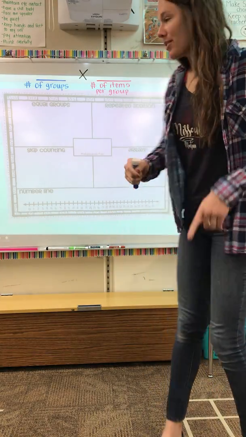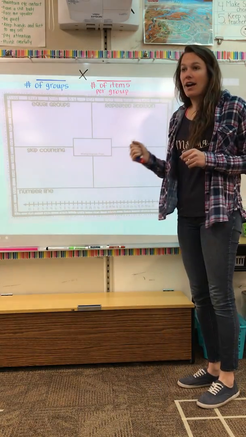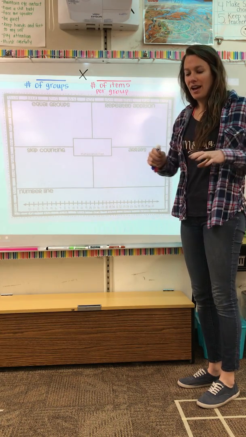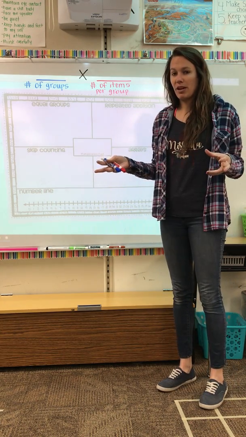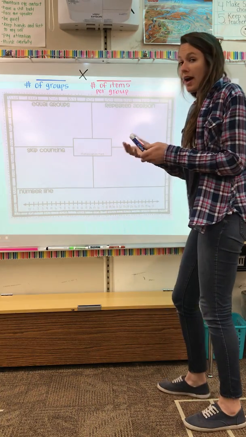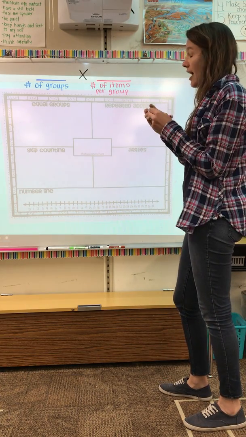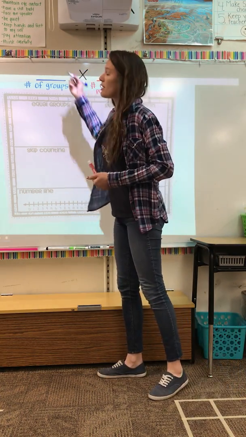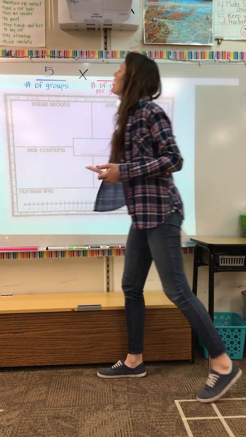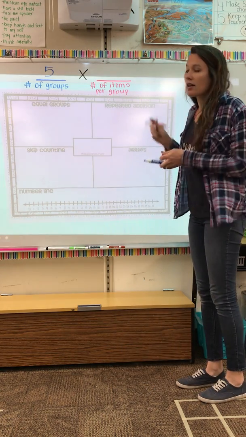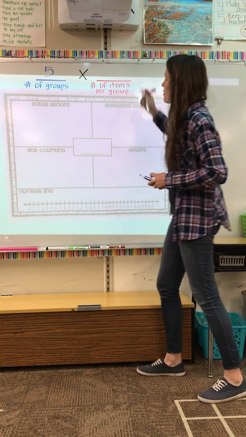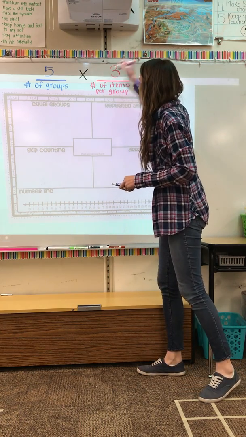So I'm going to start with a story. I made cookies the other day and I decided to split them up and put them on plates. And so I had 5 plates. That's going to be my number of groups. And I put 3 cookies on each plate. That's going to be the number of items per group.